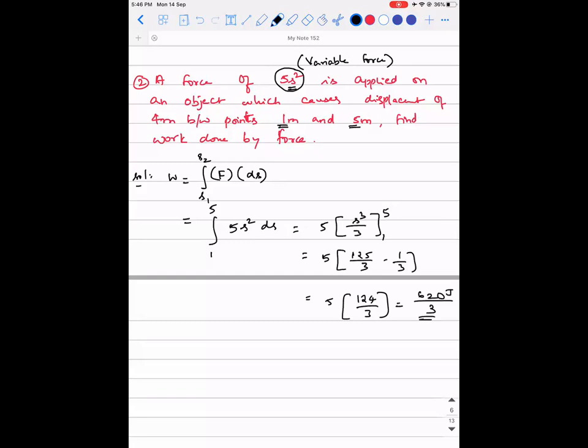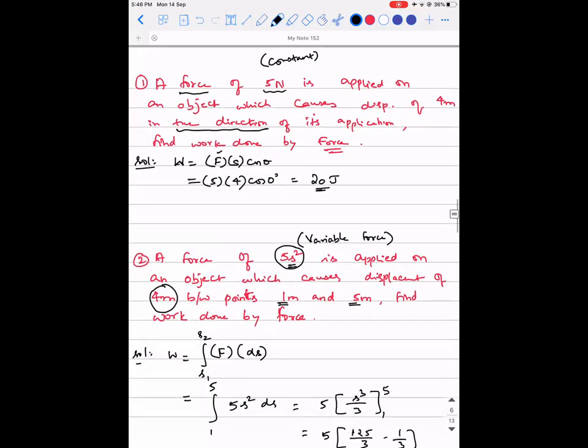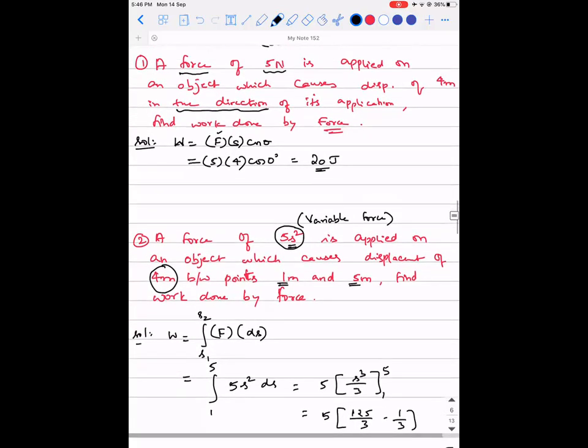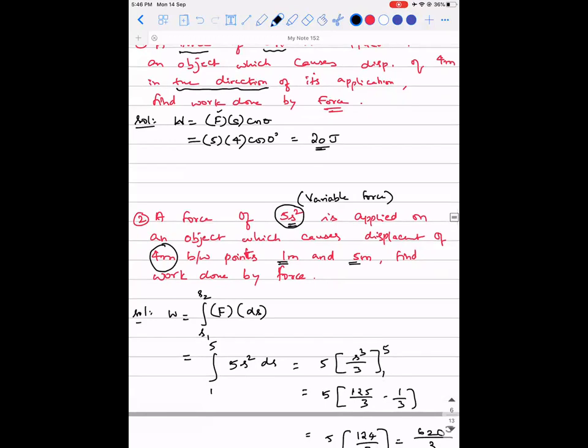That is 620 by 3 joule. If you observe, in both the cases, the displacement is the same, 4 meter. But why are we getting different answers? Because it's a variable force.